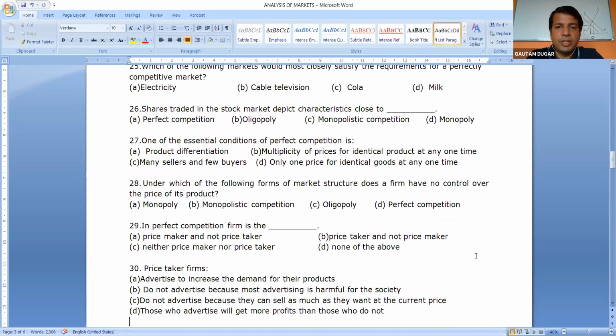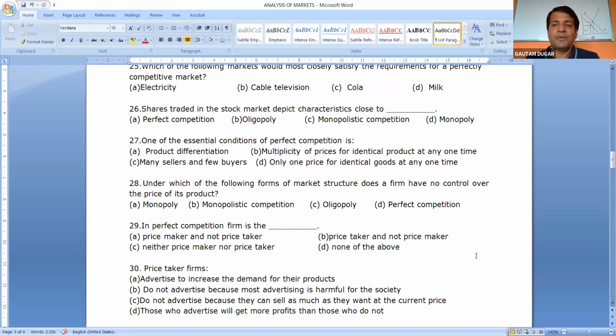26. Shares traded on the stock market are definitely close to perfect competition because of fixed price, large number of buyers and sellers, with all the features. Next, 27. One of the essential conditions of perfect competition is 27. Read the options here. I'll give you time. Yes, good, answer coming up. It is D. It's not A. Product differentiation is not a feature.